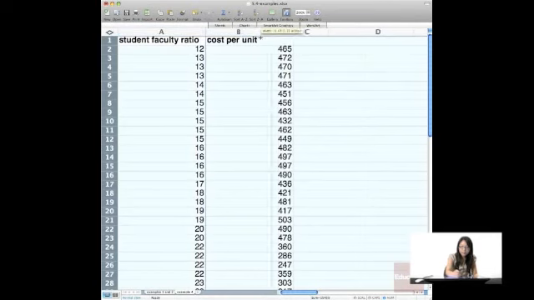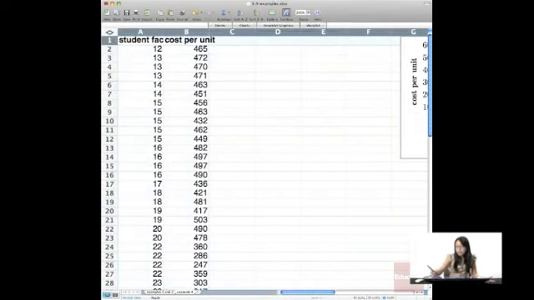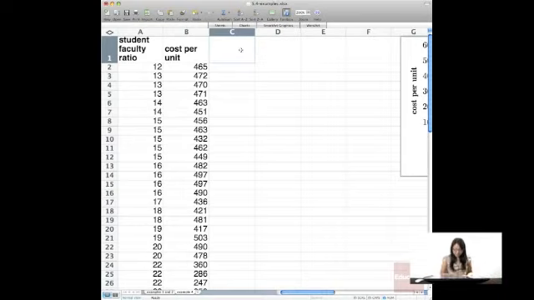Let me shrink this down a little bit. So it always helps me, for myself, just to think about, okay, I'm trying to find the correlation coefficient. I know it's the average product of the z-scores, so I need to find the z-scores, right? So I need to find the z-scores for what I'm going to call the student-faculty ratio, SFR. And I also want to find the z-score for cost per unit, CPU, right?